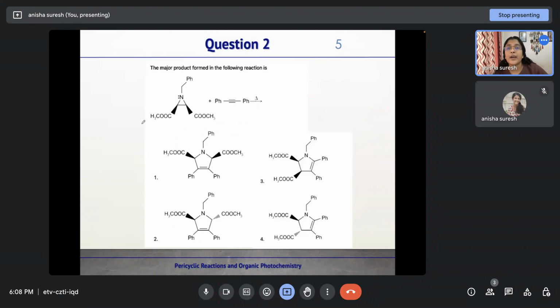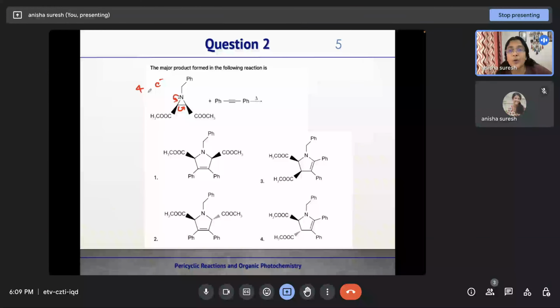Now coming to the second question. The major product formed in the following reaction is. Here a nitrogen containing three-membered ring is given, and phenyl substituted acetylene is also given. It is subjected to thermal conditions. So what is the reaction that will be taking place? This is a highly strained ring. It will open like this. So this is a 4 pi electron system, a 4 electron system.